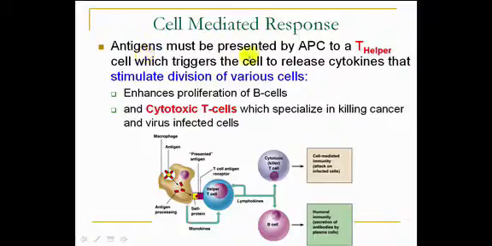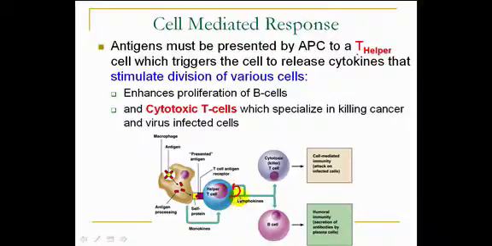So the antigen gets presented by an antigen presenting cell to a type of T cell called a T helper cell. And it triggers the T helper cell to release chemicals that stimulate the division of various cells. So here's your antigen presenting cell engulfing the antigen and then presenting it to a T helper cell. The T helper cell releases chemicals that actually cause more T helper cells with the same receptor to be produced so that it can recognize the antigen.